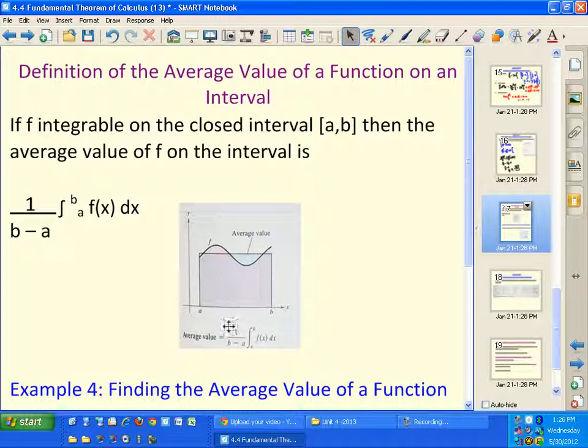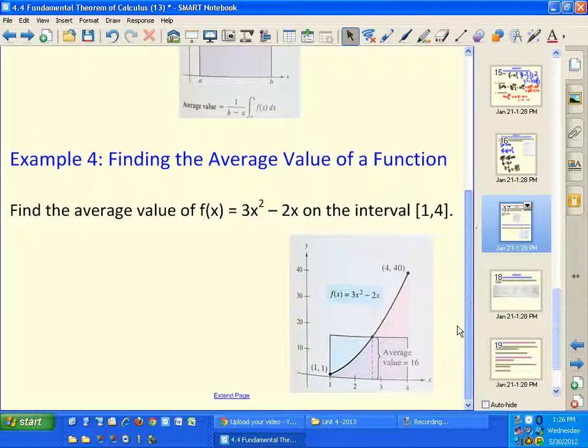And so you'll notice that the only thing really new is this 1 over b minus a, where a and b are our limits, which will give us an average rectangle for this. And so how would this work? Well, we could find this rectangle here. We don't know exactly where the height is, but we could find the average height of this rectangle that would average this curve.